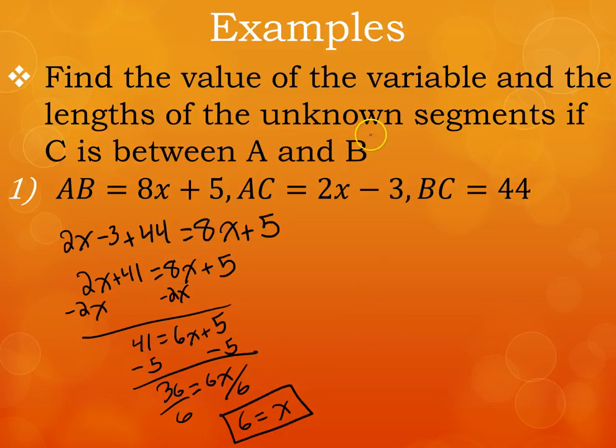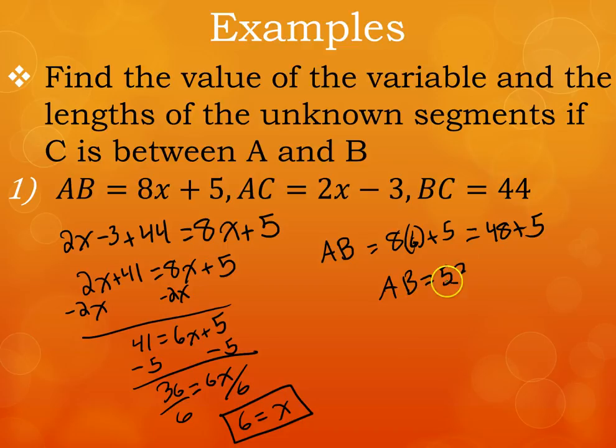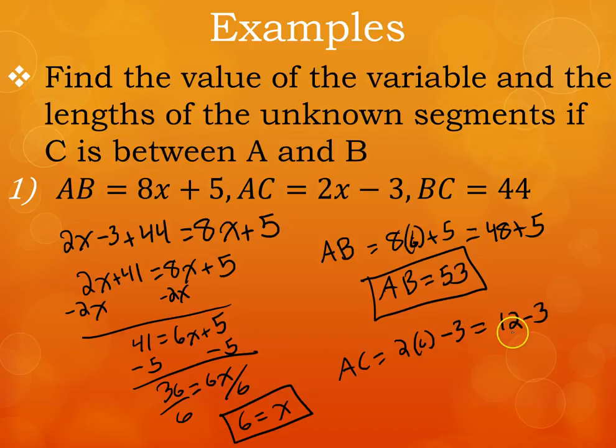Again, we're solving an algebra equation at this point, something you should be very comfortable with from Algebra 1. So now we need to plug it back in to get AB and AC. AB is 8 times 6 plus 5, which is 48 plus 5, which means AB is 53. And then for AC, it's 2 times 6 minus 3, which is 12 minus 3, which means AC is 9.